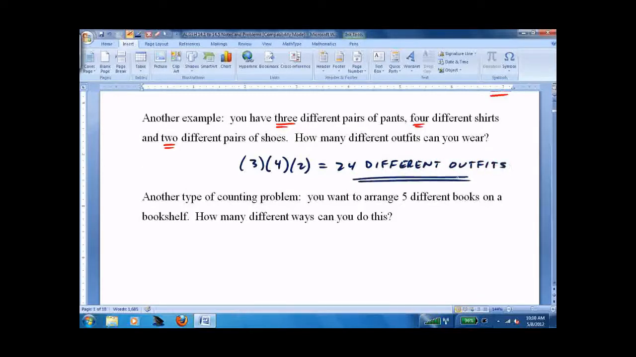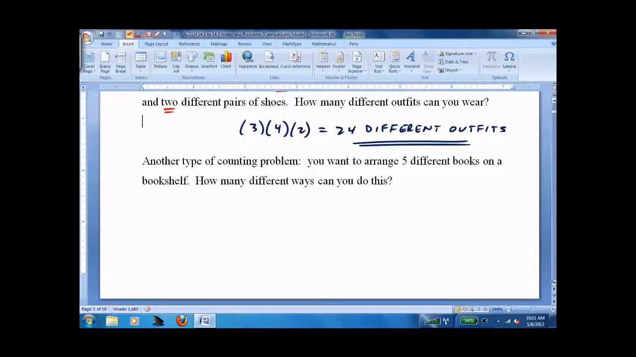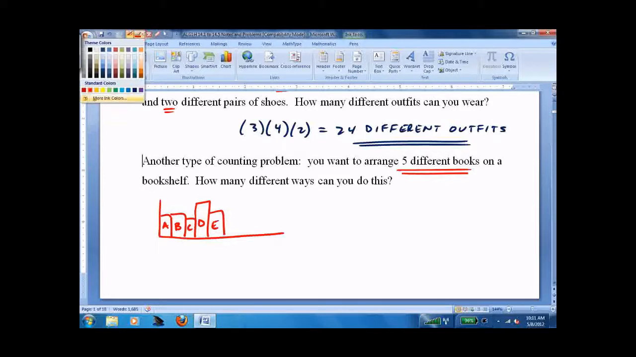And that's the fundamental counting principle. We'll talk about that every now and then. Problem later today where we take it and tie it into another problem. Another problem, we want to put 5 different books on a bookshelf. Got our bookshelf, book A, book B, book C, book D, book E. How many different ways could I arrange them? And me, I'd put the biggest one first, but that's just me.